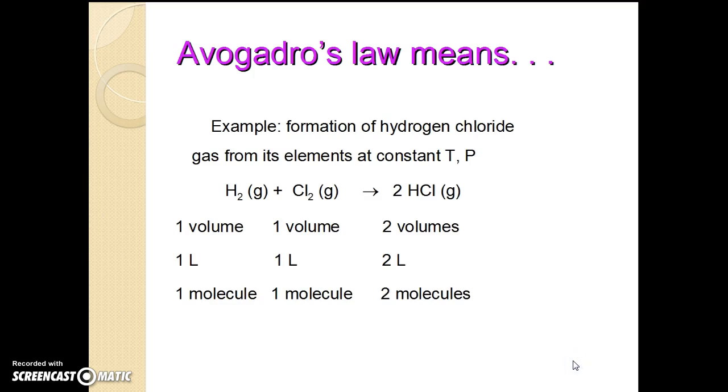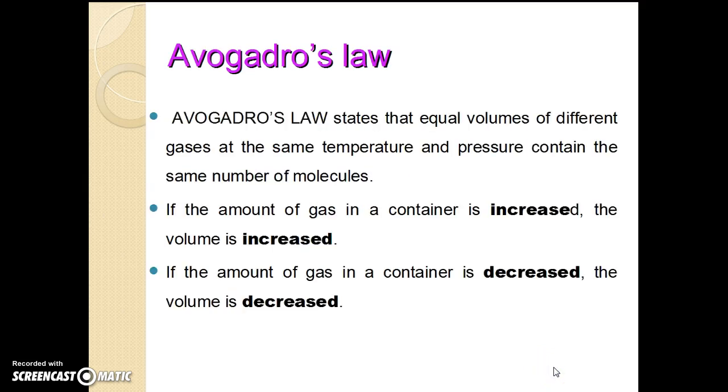And we infer that therefore 1 molecule of hydrogen is reacting with 1 molecule of chlorine. And since the word mole simply means a collection of molecules, 1 mole of hydrogen reacts with 1 mole of chlorine. Again, that happens whether it's at the same temperature and pressure or not. But we inferred that using the law of combining volumes. Avogadro's law states that equal volumes of different gases at the same temperature and pressure contain equal numbers of molecules.